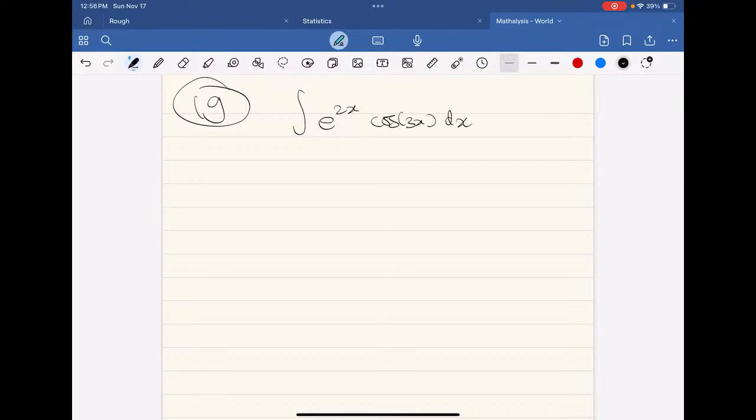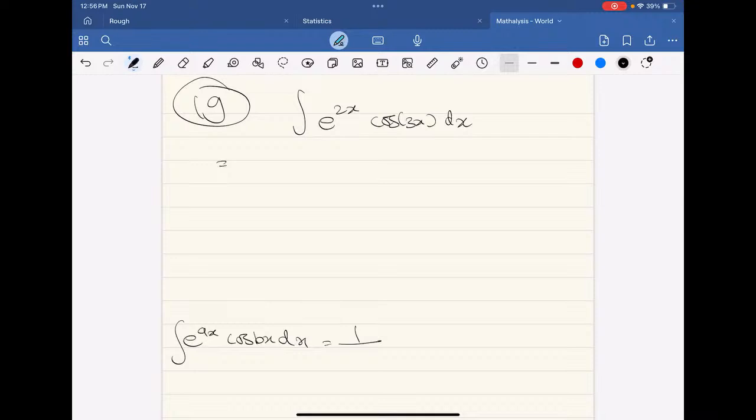Okay, now for this one, the solution would just be, we know the formula, right? The formula for the integral of e to the power ax cos bx dx, this is just 1 by, wait, what's the formula? It's 1 by a square plus b square. I think it's a square plus b square.